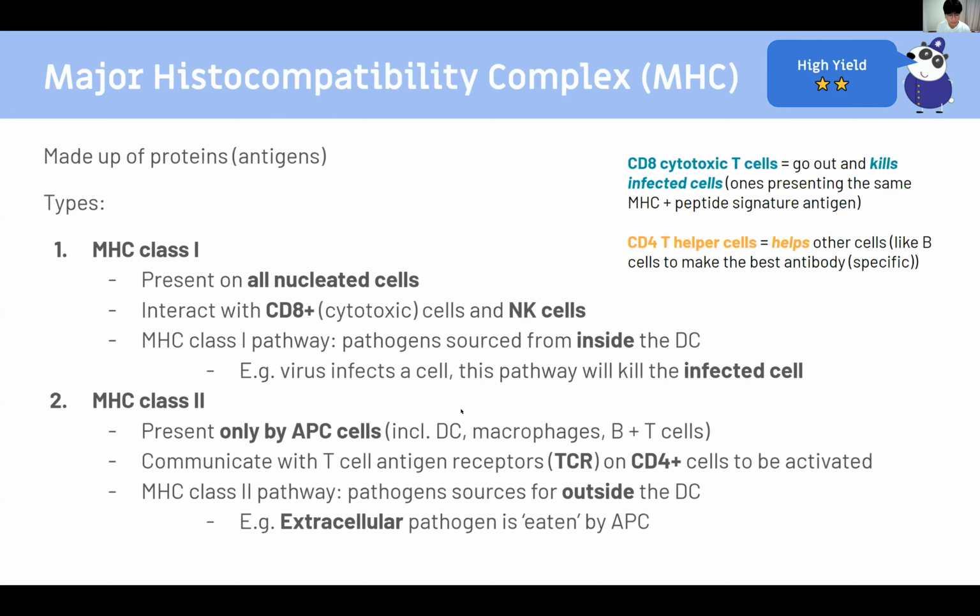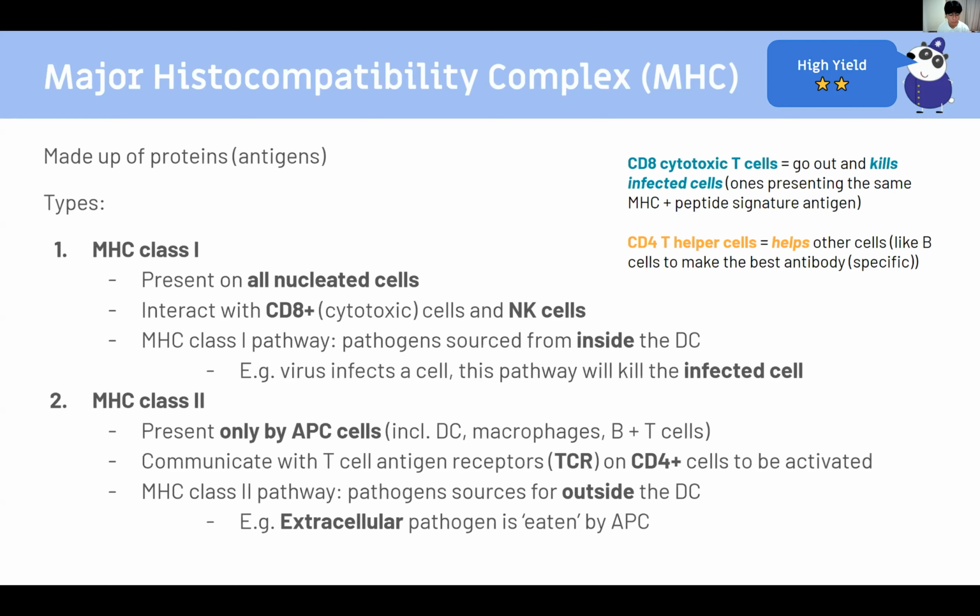So the MHC class 1 pathway has the pathogen sourced from inside the cell. What that means is if a virus infects a cell, this MHC class 1 pathway will kill the infected cell. Whereas MHC class 2 markers are present only on antigen-presenting cells, which include dendritic cells, macrophages, and B and T cells. But mainly we're more interested in DCs.